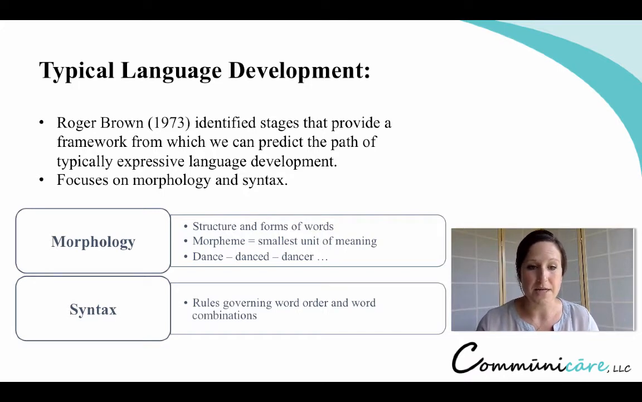So if we think about morphology, it's the structure and forms of words. A morpheme is the smallest unit of meaning, and morphemes can change meaning. If we think about dance, its meaning changes when we add the past tense ed, danced, and changes even more if we turn the word dance into dancer. This model also hones in on syntax, which is the rules governing word order and word combinations. There's a lot more to it, but for the purposes of what we're going to learn today, that's what we're honing in on.